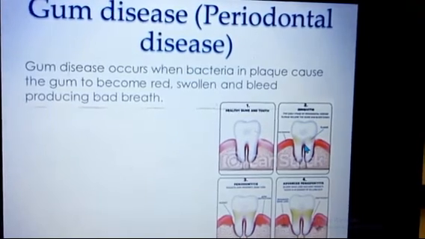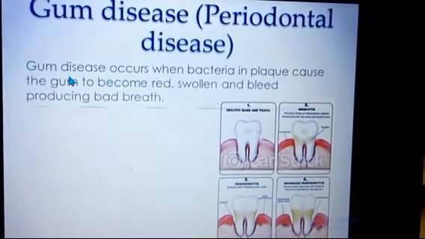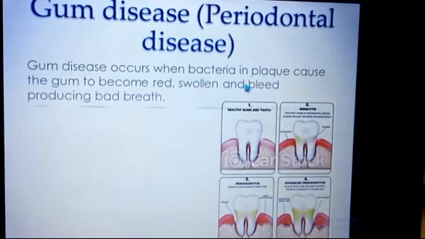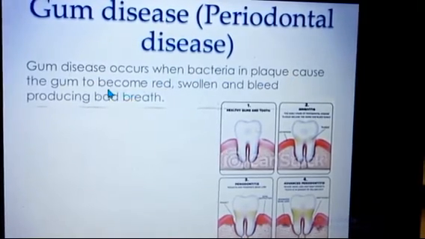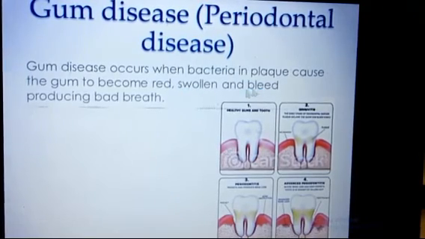So it is still the same plaque, which leads to this gum disease, where the acid produced starts attacking the gum, and it causes it to inflame, and causes it to give you bad breath. So gum disease occurs when bacteria in plaque cause the gum to become red, swollen, and bleed, producing bad breath. Okay, so let's continue.